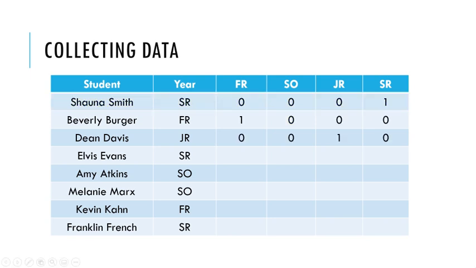So take a look really quick. Beverly Berger, do you agree with that coding? She's a freshman. Everything else is 0. Dean Davis is a junior, so it's 0, 0, 1, 0. Take a quick moment. Make sure you understand what I'm doing here. And then we can fill in the rest of the table. Boom, like that. Okay. So we've now coded our categorical variables.